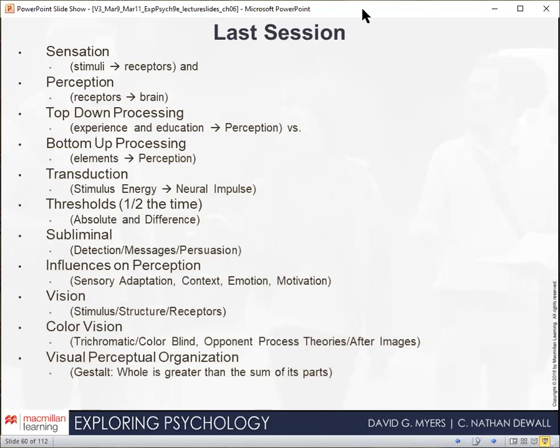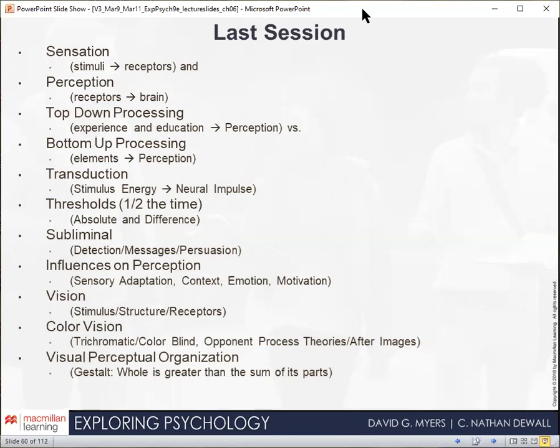Then we went over the idea of thresholds. And again, a threshold, generally speaking, is going to be when an organism, such as our cells, is able to detect that something is there at least half the time. We looked at absolute thresholds, so being able to detect the presence of something being there half the time or not makes it the absolute threshold.